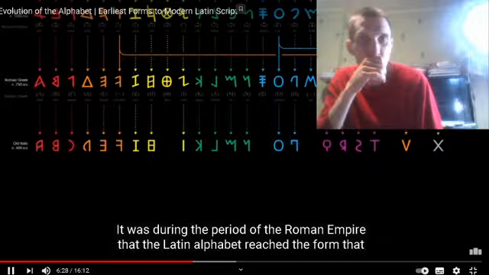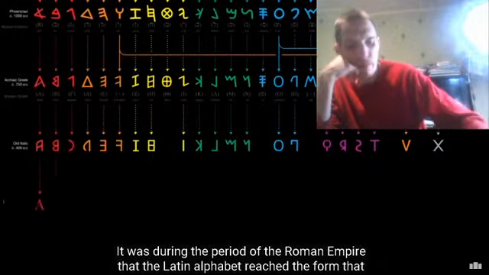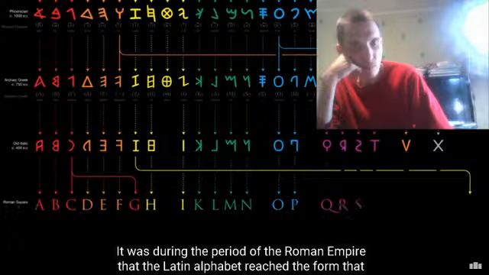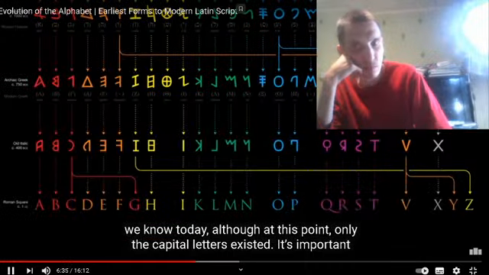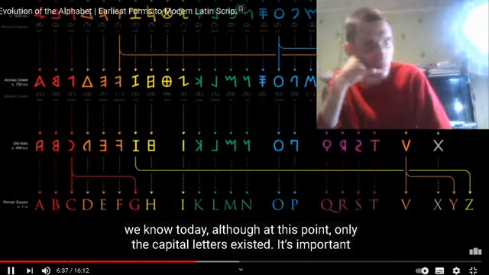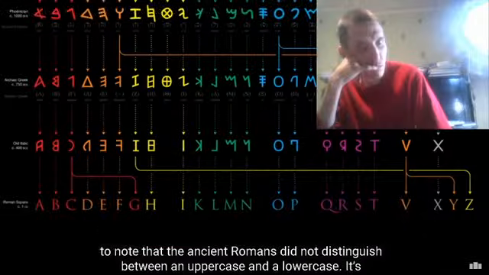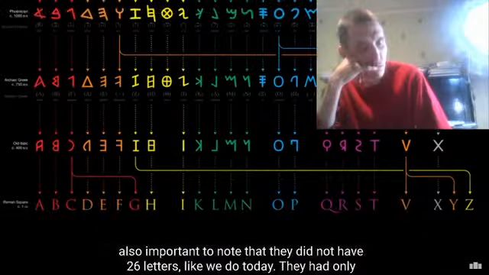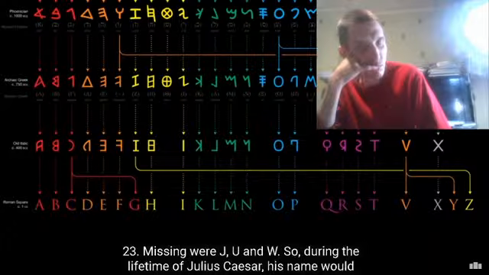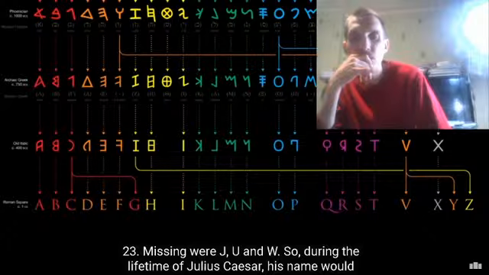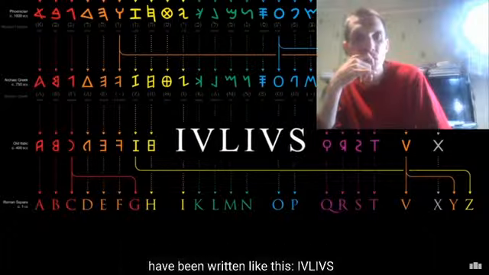It was during the period of the Roman Empire that the Latin alphabet reached the form that we know today, although at this point only the capital letters existed. It's important to note that the ancient Romans did not distinguish between an uppercase and a lowercase. It's also important to note that they did not have 26 letters like we do today. They had only 23. Missing were J, U, and W. So during the lifetime of Julius Caesar, his name would have been written like this.